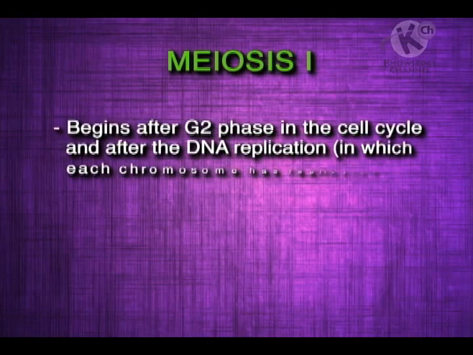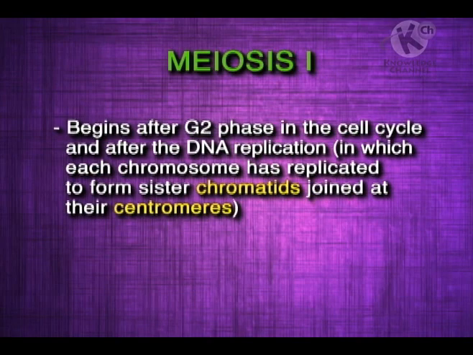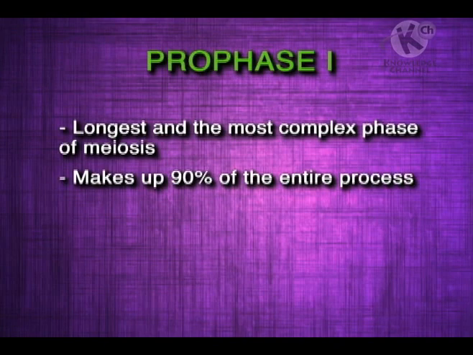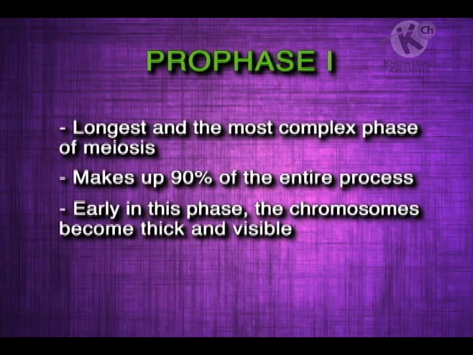Good observation, Raja. Meiosis 1 begins after the G2 phase in the cell cycle and after the DNA replication, in which each chromosome has replicated to form sister chromatids, joined at their centromeres. Prophase 1 is the longest and the most complex phase of meiosis, which makes up 90% of the entire process. Early in this phase, the chromosome become thick and visible.